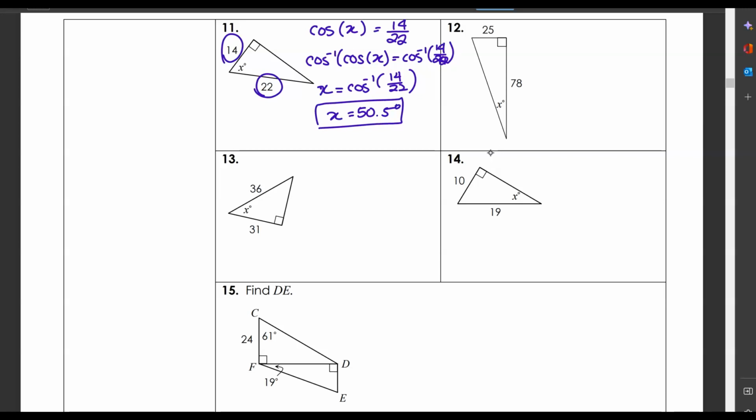All right, for number 12, let's take a look at this. So we have the opposite and the adjacent, right? So we don't have the hypotenuse. This is going to tell us that we're going to use tan of x, and this is going to equal 25 over 78. So we're going to take tan inverse of both sides.